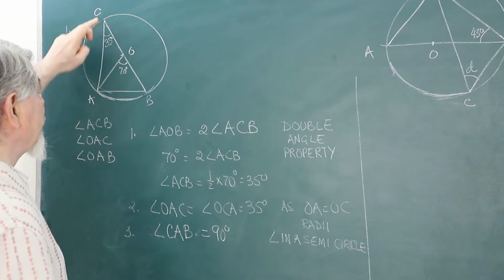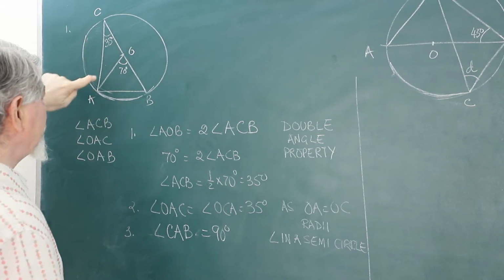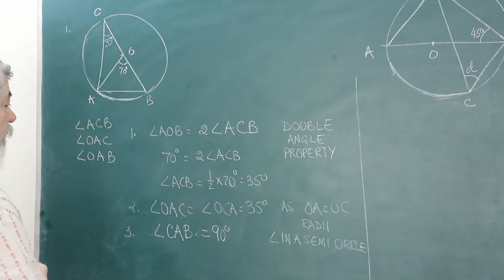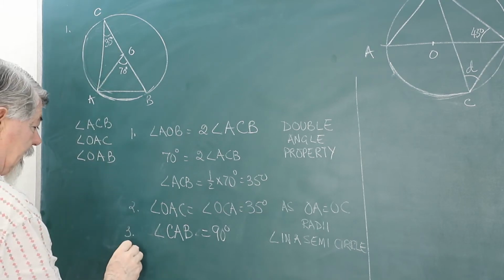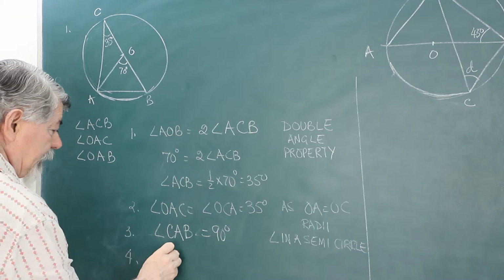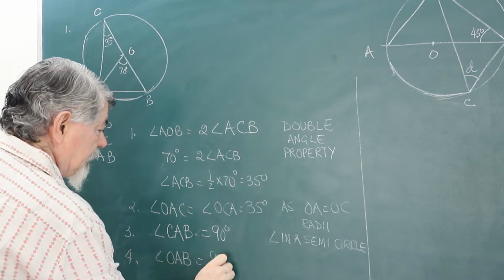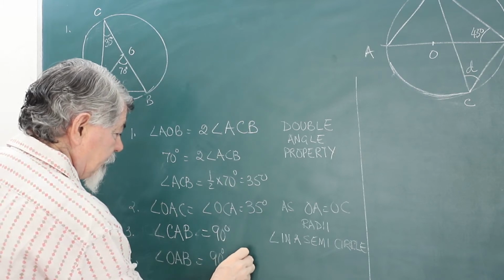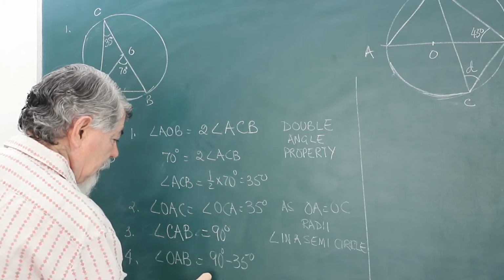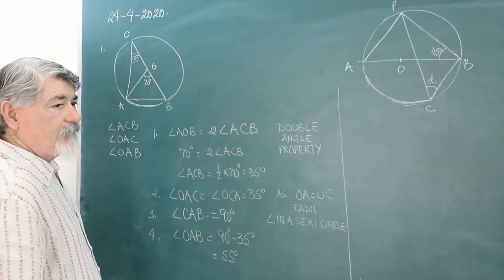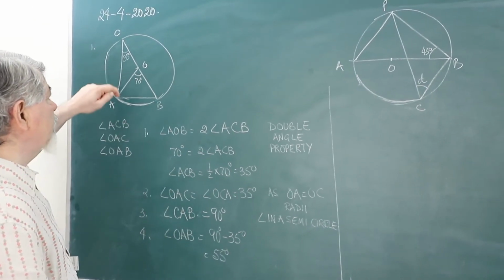So this complete angle CAB is 90, but this portion is how much? 35. So I can take out angle OAB. Angle OAB will be 90 minus 35. That will come out to be 55 degrees. So I've got all the three angles.